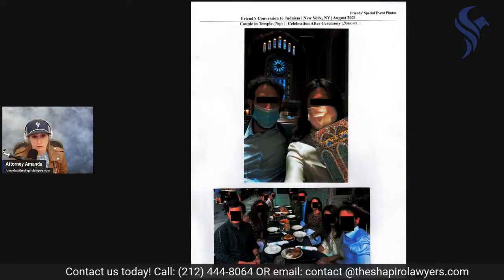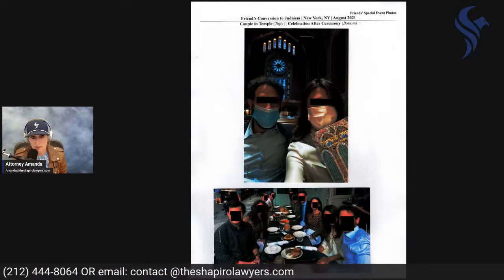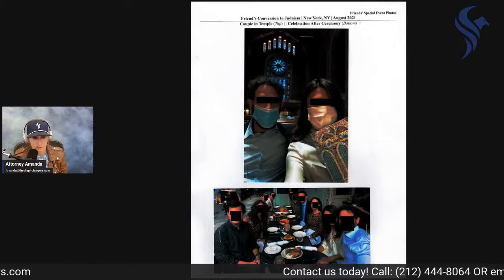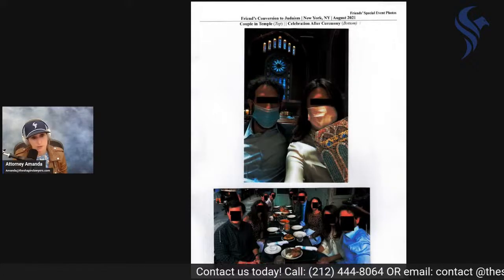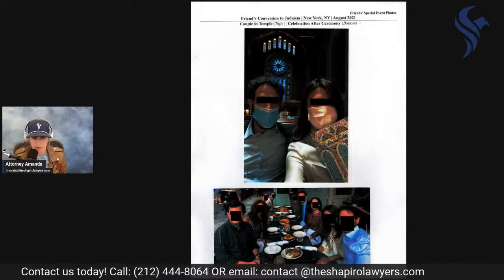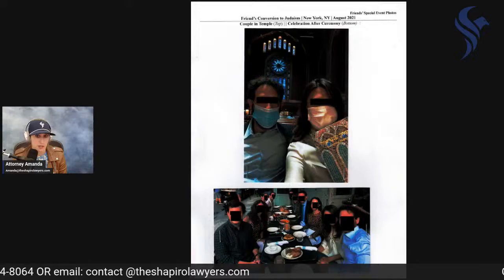Now we go into special event photos. These are specific to friends because I consider other special events, birthdays and holidays, in a separate category. You might have your own special events, but let's say you had a baby shower. That's a fantastic photo to submit. That's going to be separate, like baby shower photos.